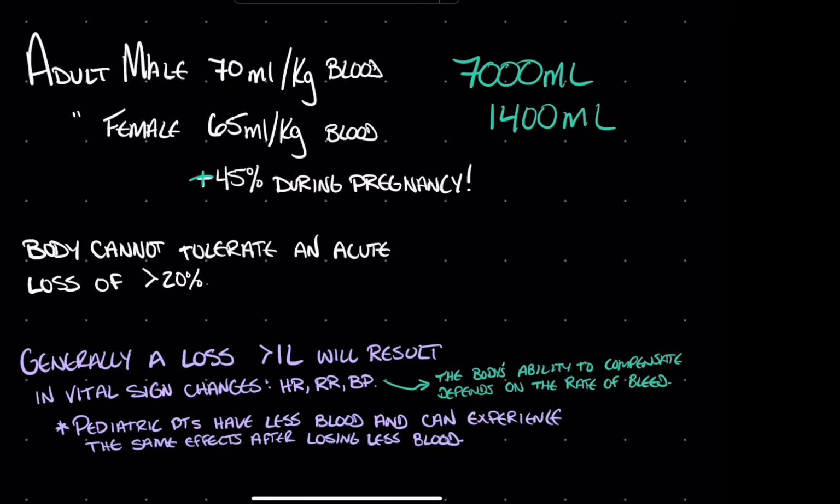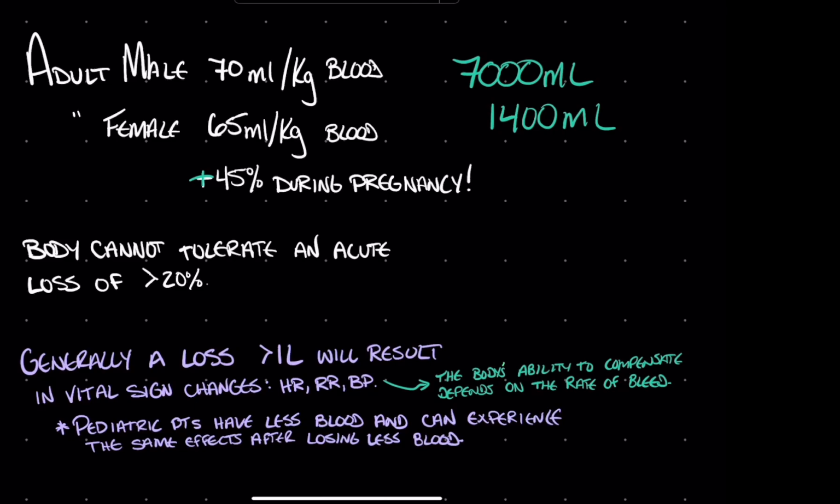So about 1.5 liters, if you lose that quickly, they're going to have decreases in their blood pressure. Their heart rate's going to be increasing, trying to compensate for that. They might have an increased respiratory rate because now they don't have as many oxygenated erythrocytes floating around to oxygenate their tissues. So with a 20% loss, you're going to have an acute change in their vitals. They're going to have a systemic response to that change in hemodynamic stability.